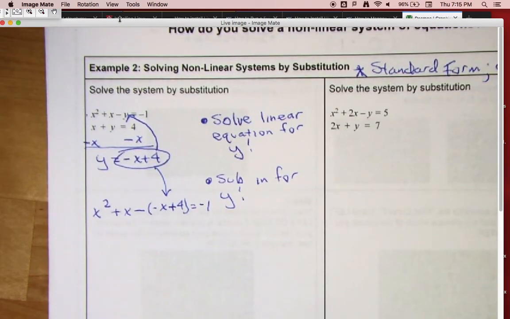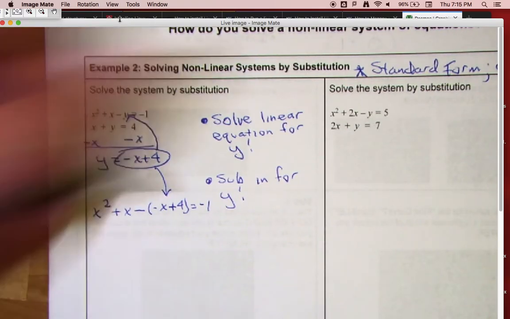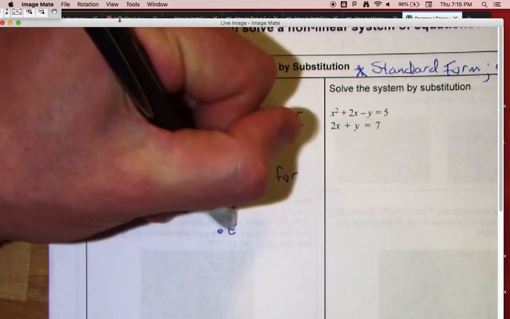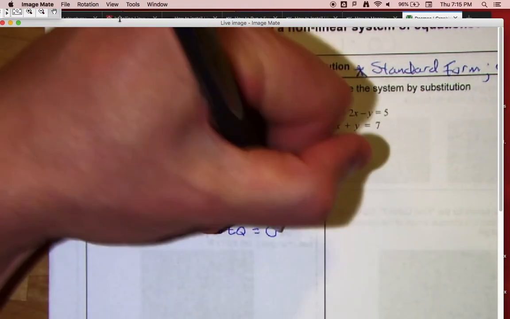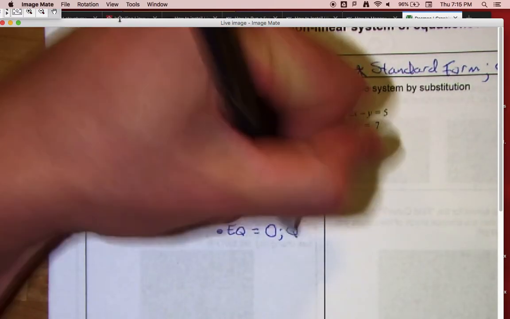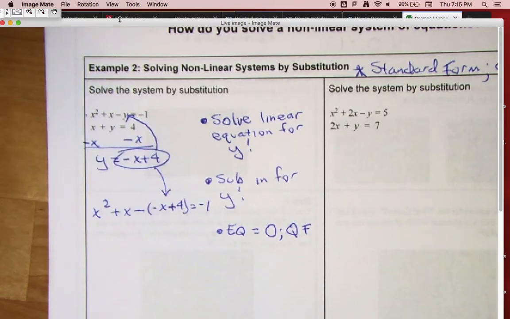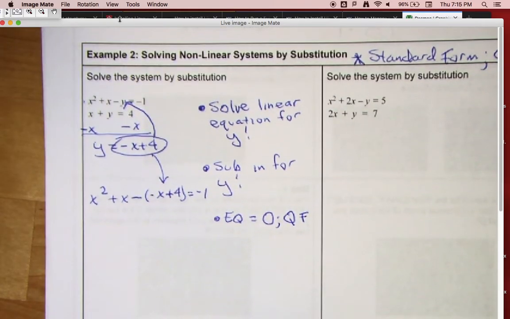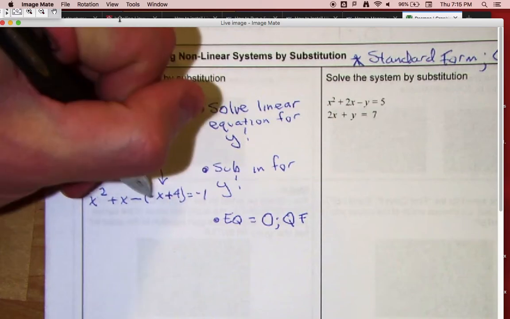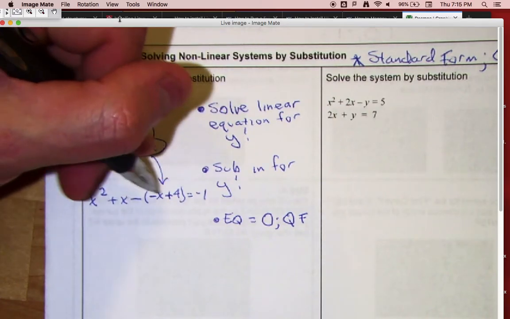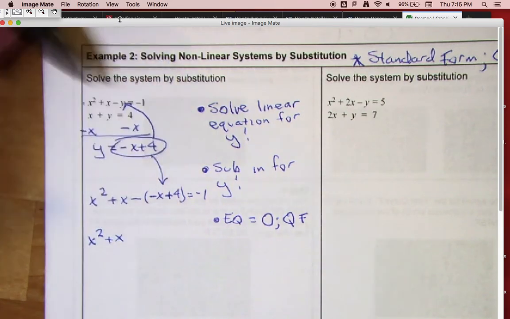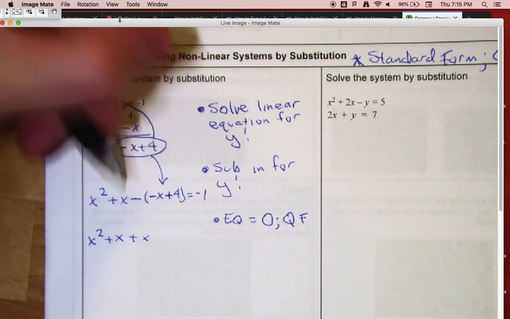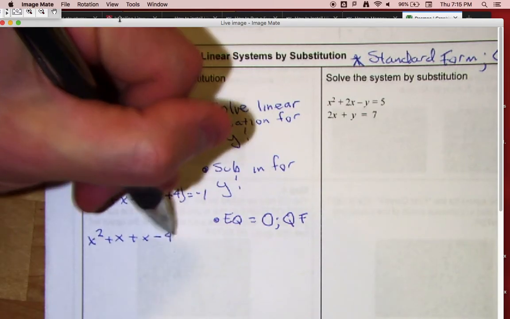And so that's what we have. We substituted in for y, and now we want to go ahead and get our equation equal to 0. That's what we'll do here. So I'll say EQ equal to 0. And then we want to use the quadratic formula to solve it. So I'll just put QF for quadratic formula. All right, so let's go ahead and simplify this thing. Well, the first thing we need to do is distribute this negative to the parentheses. So we're going to have x squared plus x, when I go negative, negative, minus 4 equals -1.